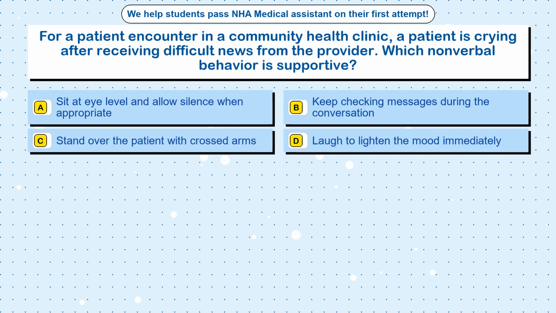Question 16. For a patient encounter in a community health clinic, a patient is crying after receiving difficult news from the provider. Which nonverbal behavior is supportive? Option A, sit at eye level and allow silence when appropriate. Option B, keep checking messages during the conversation. Option C, stand over the patient with crossed arms. Option D, laugh to lighten the mood immediately.